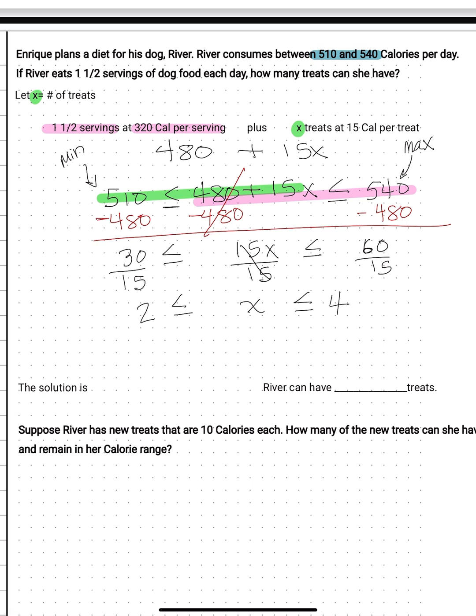What does this solution mean? The solution is 2 is less than or equal to x, and then it's less than or equal to 4. If we're looking at the number of treats River could have, between 2 to 4 treats a day, so that she's consuming between 510 and 540 calories per day.